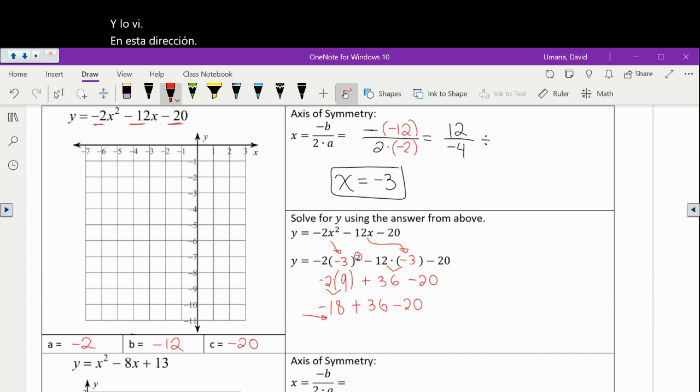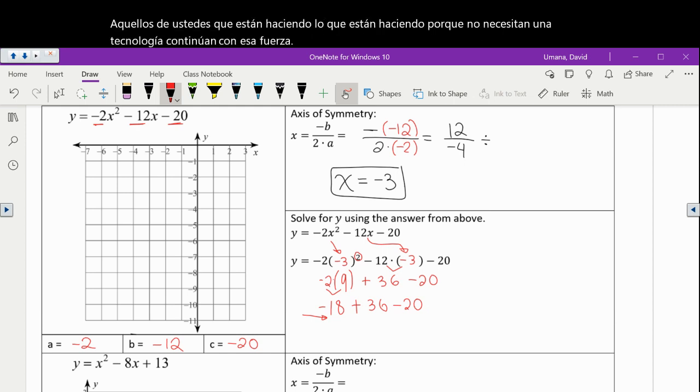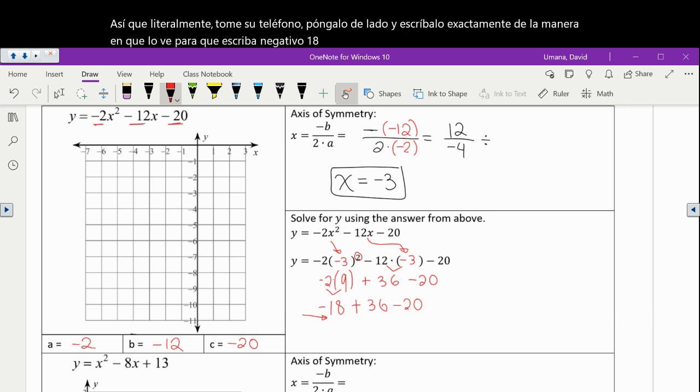I want to encourage those of you who do not know how to do this in the typical way without a calculator. Please take out your phone, put it sideways, and type it exactly as you see it. Do not let that be the stress that keeps you from answering the question. Everybody in here has technology, so use it to your advantage. Those of you who know what you're doing because you don't need the technology, continue with that strength. But there's a few of you who get very stressed out with these kind of questions because those negatives just don't always make sense. So literally take your phone, put it sideways, and type it exactly the way you see it. So you would type -18 plus 36, take away 20. That's going to give you the final answer.